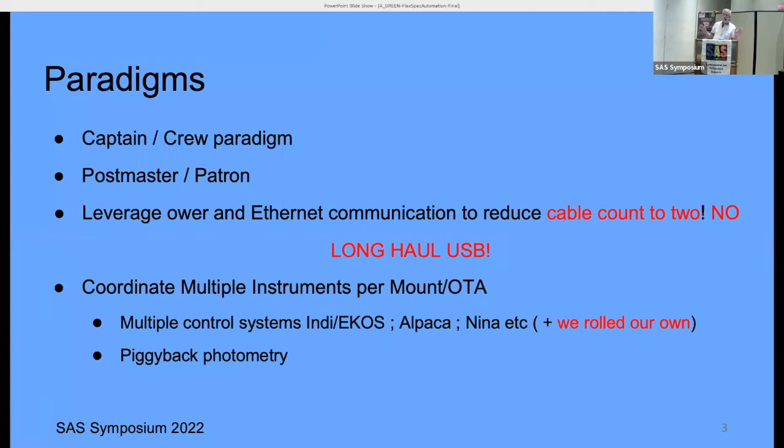Now, we chose the Raspberry Pi, which are now just about uninhabitable because of supply chain issues, but you can put any little small single board computer up there. The software is flexible enough that you can adapt it to the architectures that you might wish to use. You can also segue into other protocols like Alpaca or Nina.